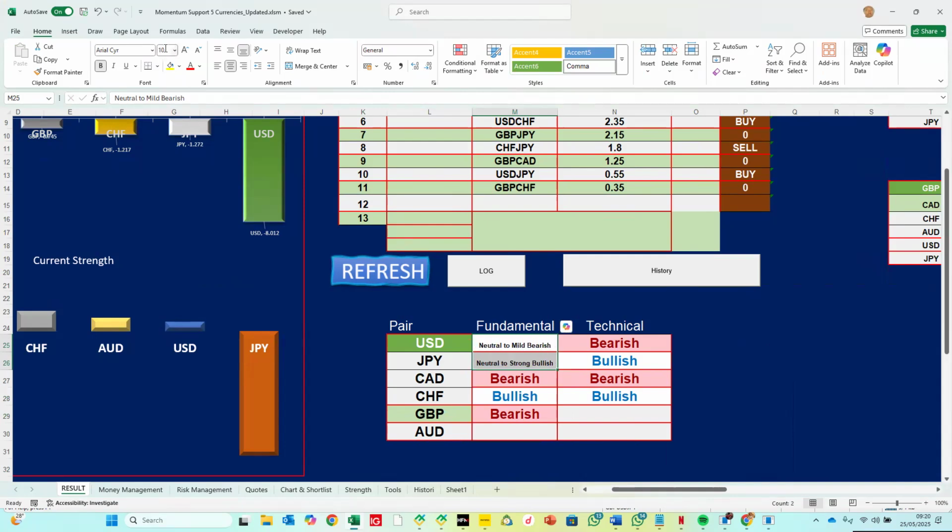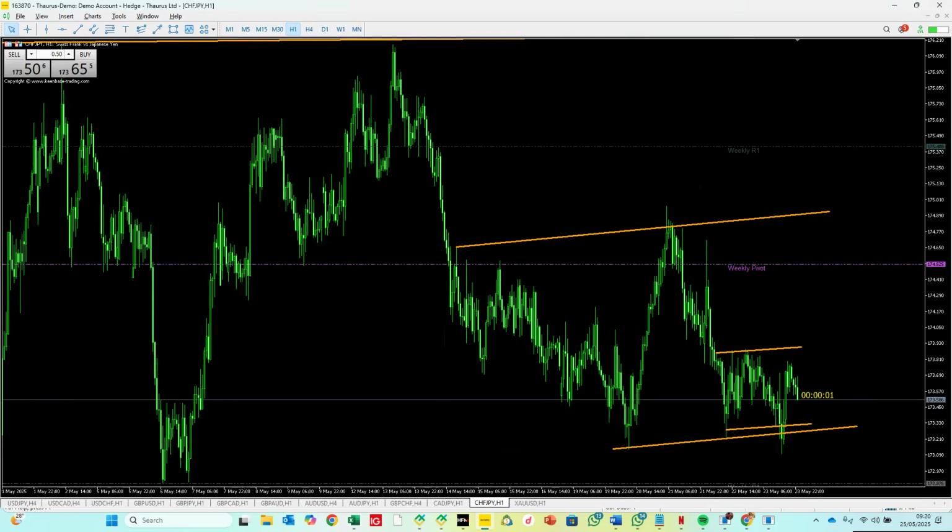A week pounds. So then, technically speaking, too, bearish. So with this, we can look at what we expect in GBP USD, in GBP JPY, GBP CAD. So let's go to GBP USD. GBP USD. Okay.